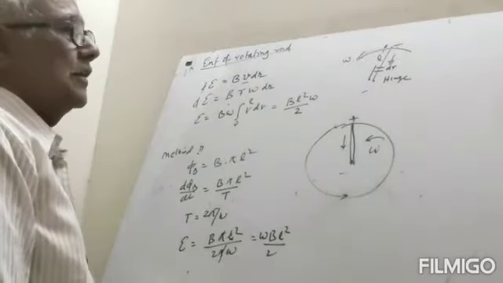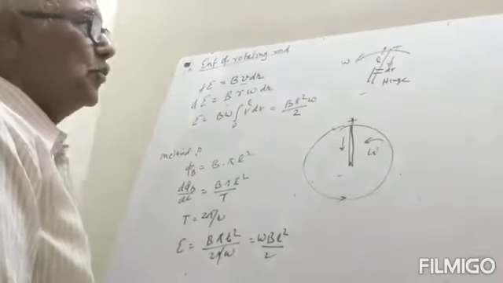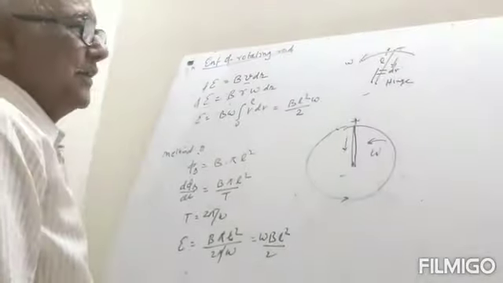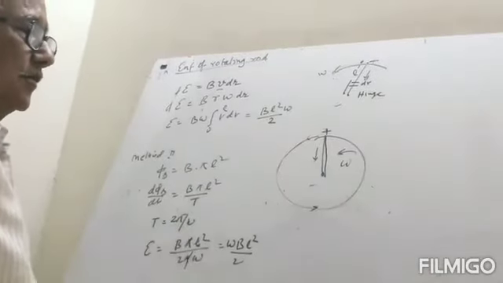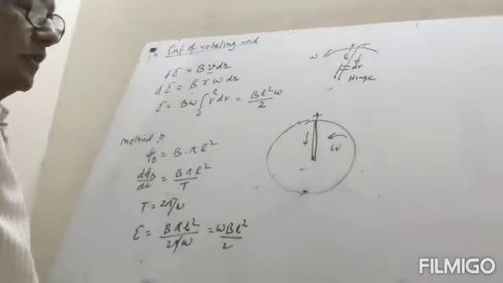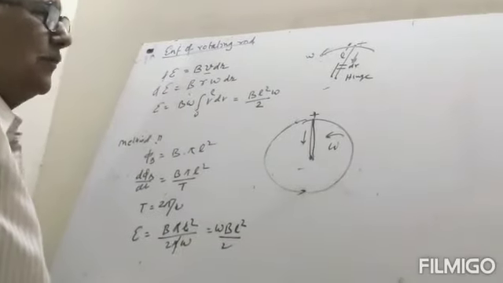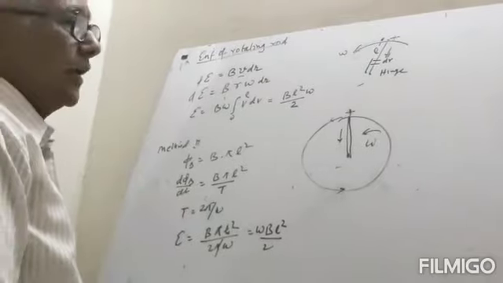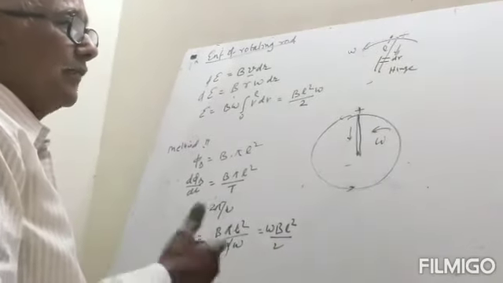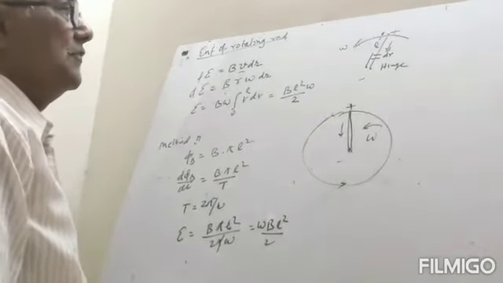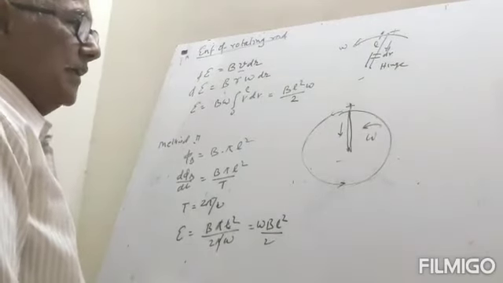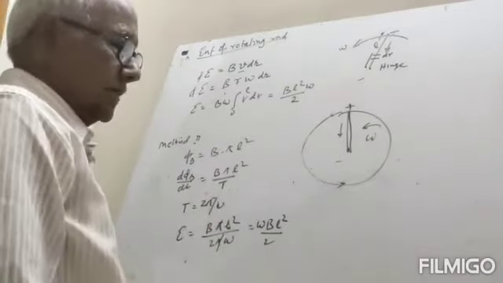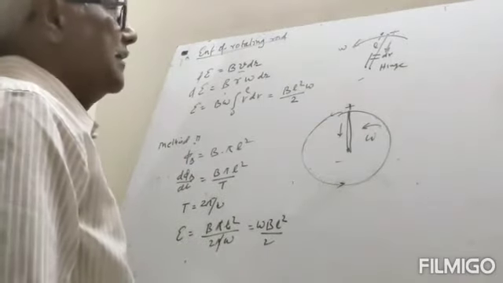Now we have to find the motional EMF due to the rotation of the rod. Formerly we have done the motional EMF due to the linear velocity. Here the rod is moving with angular velocity omega. Then we have to find the EMF across its ends.